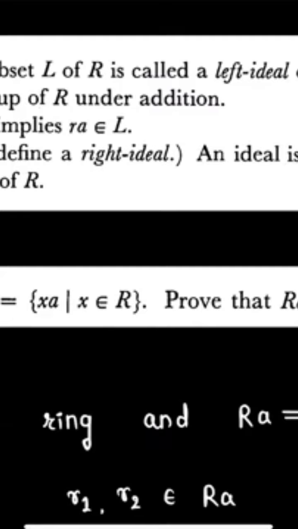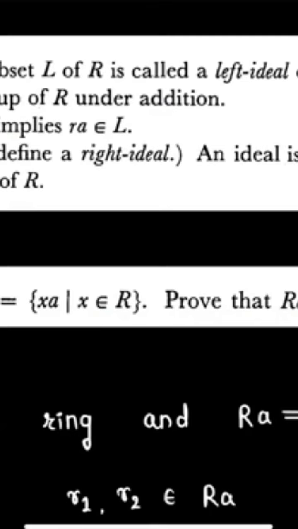In this video, I am going to solve an exercise question from the book Topics in Algebra, from chapter 3, Ring Theory. The question is: if a is some element from ring R, let the set Ra be the set of all those elements of the type xa for x from ring R. Prove that the set Ra is a left ideal of ring R.